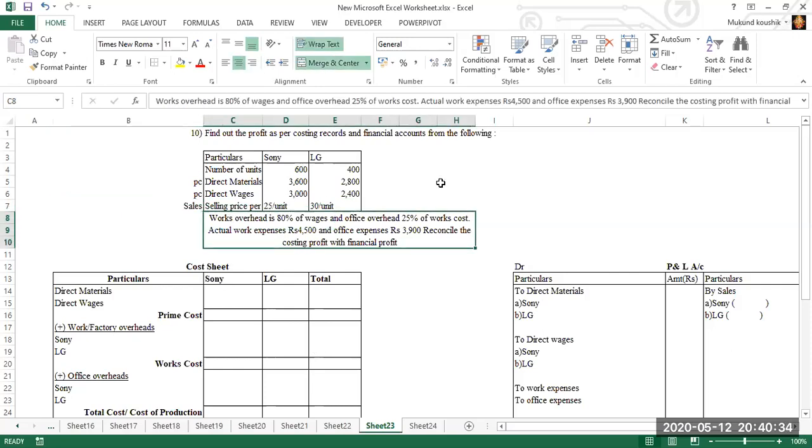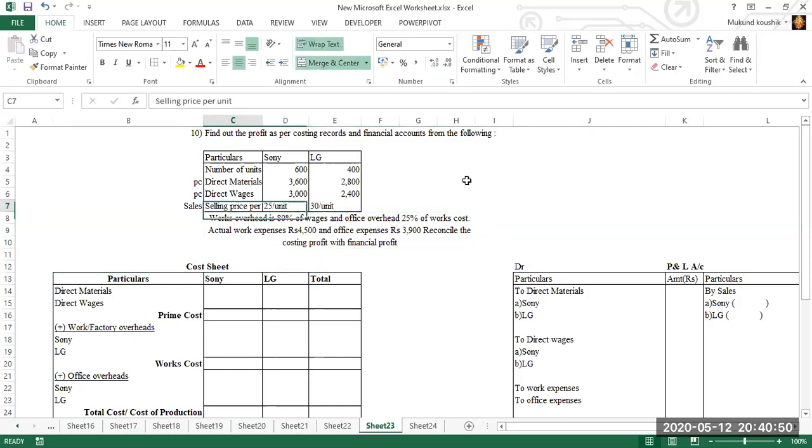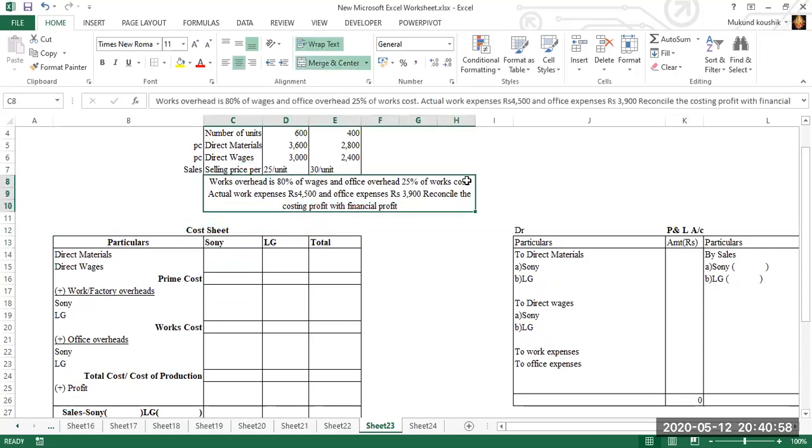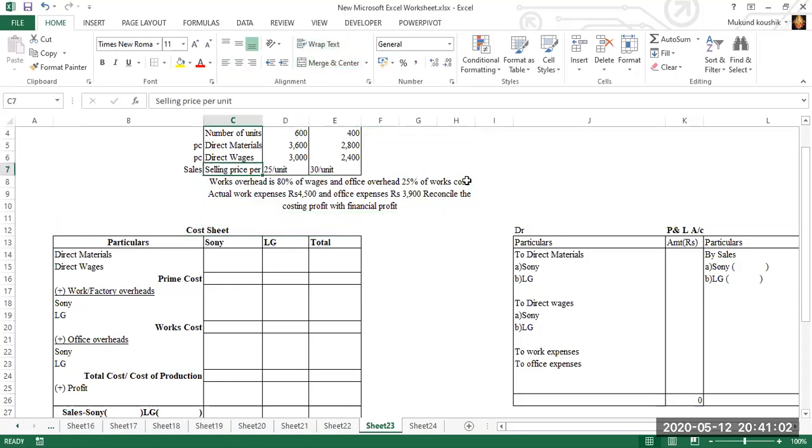Then what else they have given? Works overheads is 80% of wages and office overhead is 25% of works cost. Then again actual works expenses is 4,500 and office expenses is 3,900. Now works expenses they have given as 4,500, so 4,500 is for both the companies, and office expenses is also 3,900 for both the companies, that is Sony as well as LG.